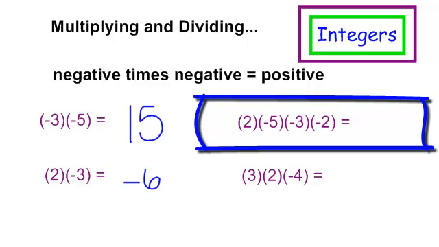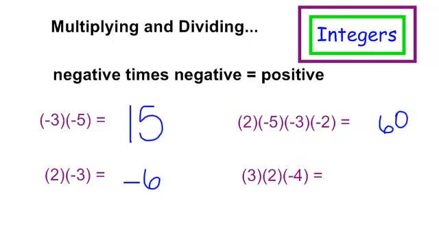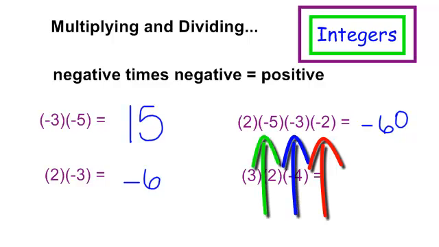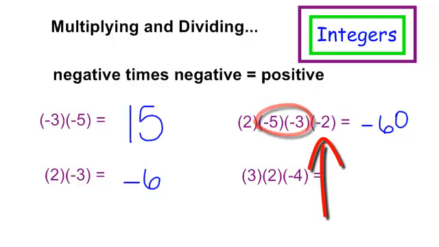Is that a positive 60 or a negative 60? Well, let's look at our negative signs. I have a negative times a negative, that's a positive, times another negative, my answer will be negative. Let's count the negatives. I have 3 negatives here. 3 is an odd number. I can't pair them all up. I will have an extra negative.